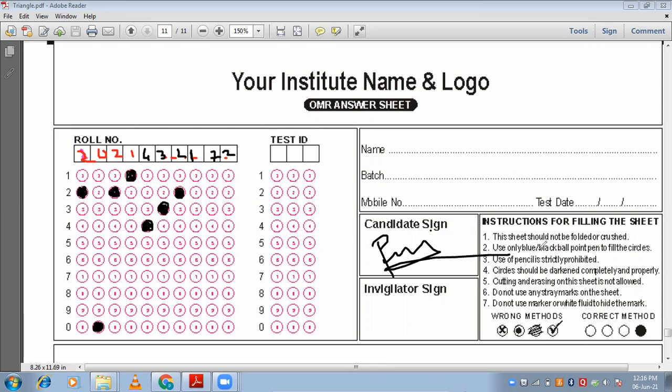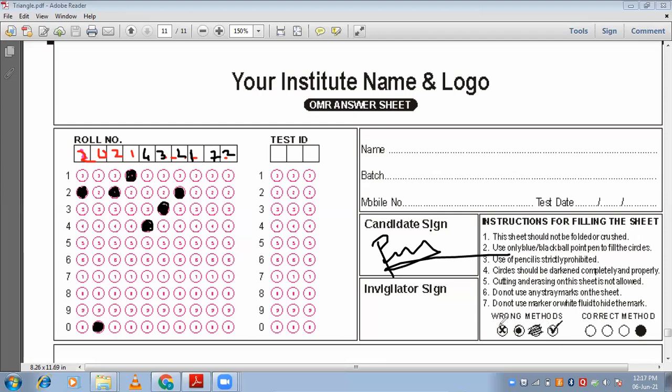And use only black or blue ballpoint pen to fill the circle. Only you need to use blue or black ball pen. Don't use ink pen or some other pens. Only use black ball point or blue pen. Don't use pencil to mark the circles. Okay, it's strictly prohibited. Circle should be darkened completely.